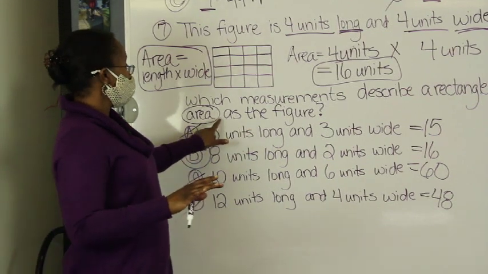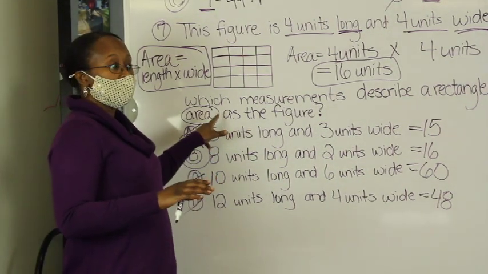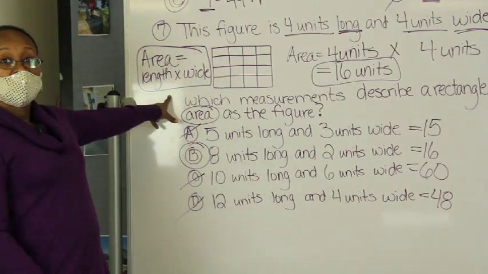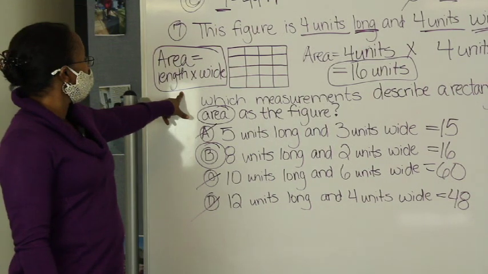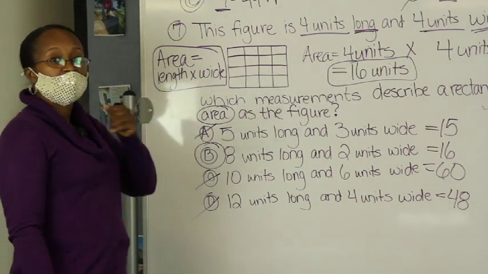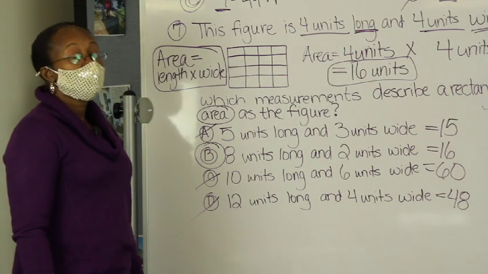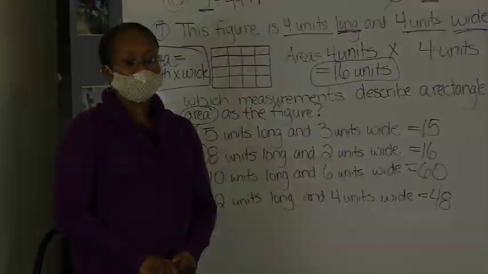Remember, we do the key words to remind ourselves. This is area we're doing. And you notice that I put the solution up here, the formula for it. I put area equals length times width to remind myself to do that, okay? To multiply. So don't let them trip you up.